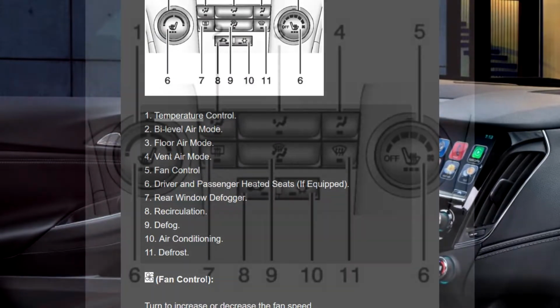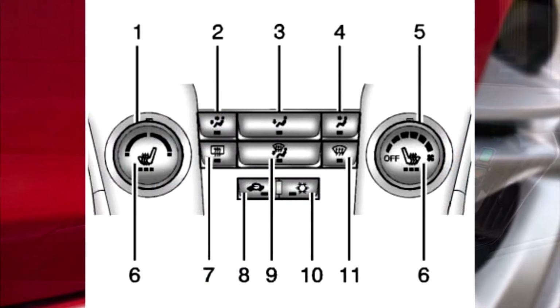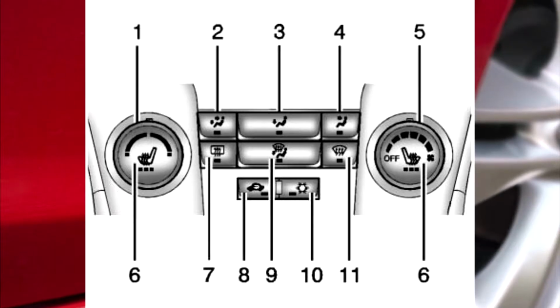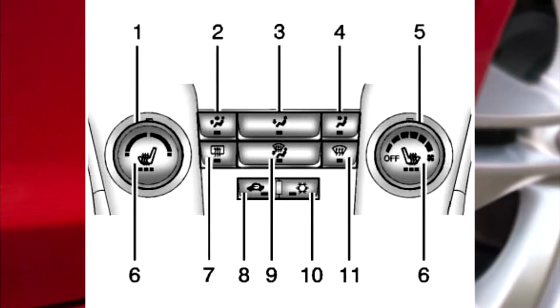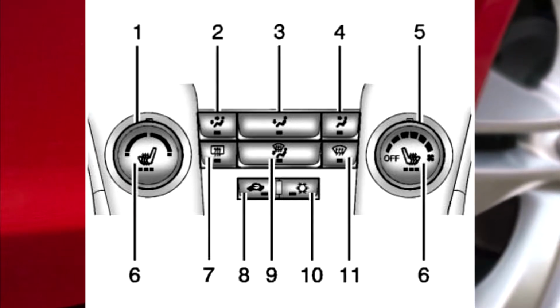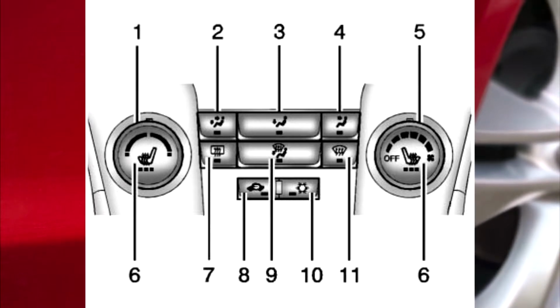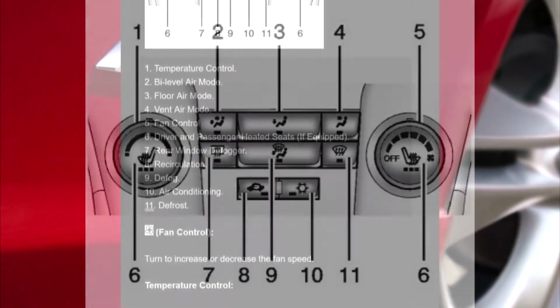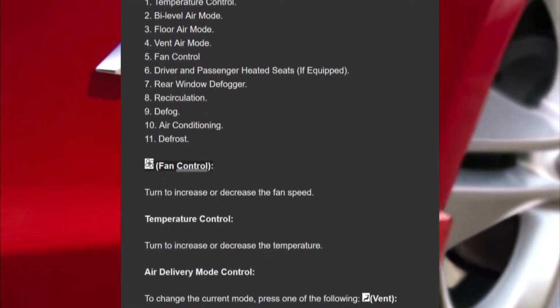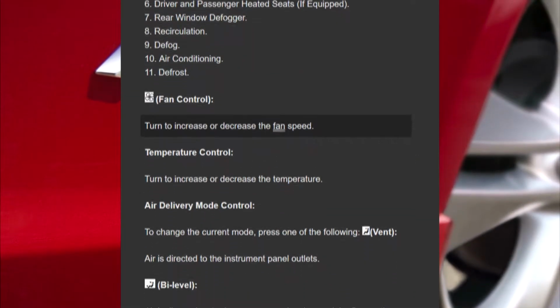Vehicles with air conditioning: 1. Temperature control. 2. Bi-level air mode. 3. Floor air mode. 4. Vent air mode. 5. Fan control. 6. Driver and passenger heated seats, if equipped. 7. Rear window defogger. 8. Recirculation. 9. Defog. 10. Air conditioning. 11. Defrost.